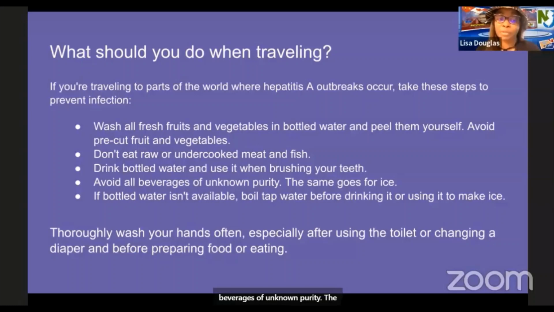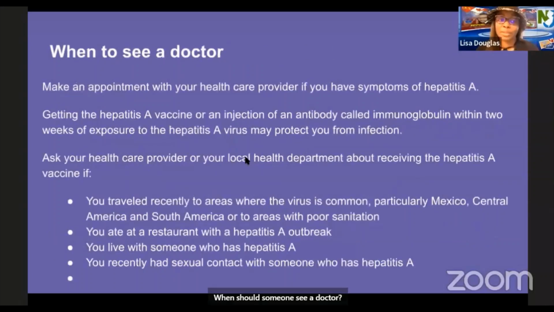Avoid all beverages of unknown purity. The same goes for ice. If bottled water isn't available, boil tap water before drinking it or using it to make ice. Thoroughly washing your hands often is key, especially after using the bathroom or changing a diaper and before preparing food or eating. When should someone see a doctor?